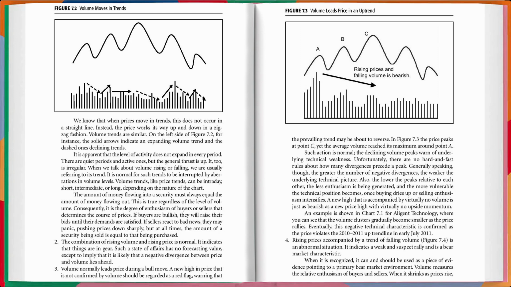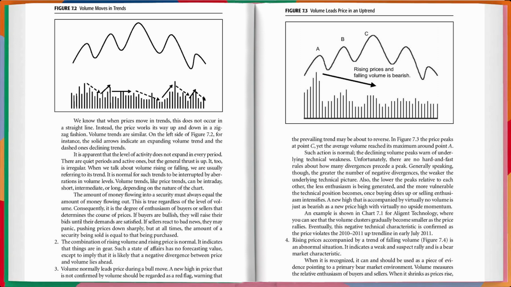2. The combination of rising volume and rising price is normal. It indicates that things are in gear. Such a state of affairs has no forecasting value, except to imply that it is likely that a negative divergence between price and volume lies ahead.